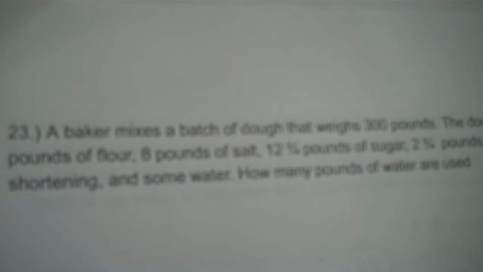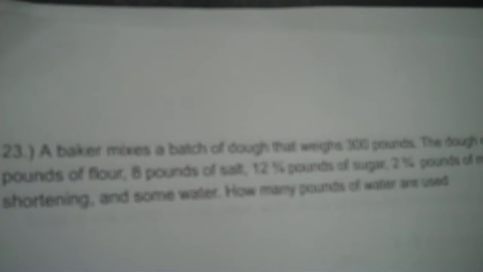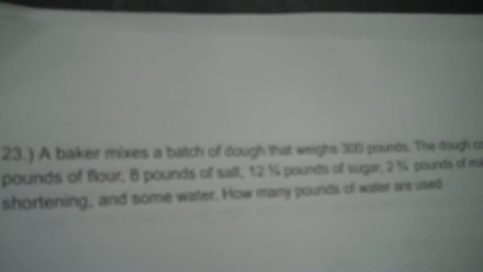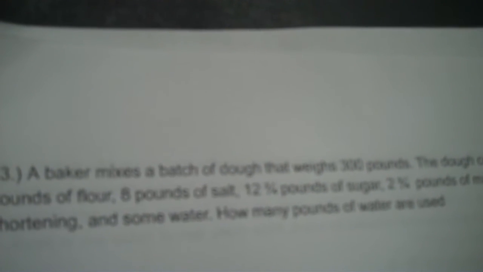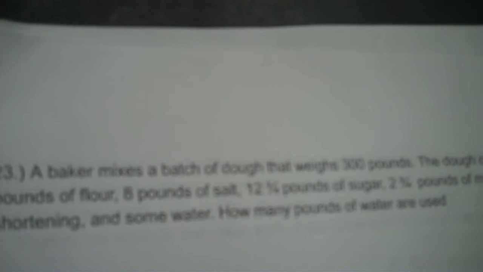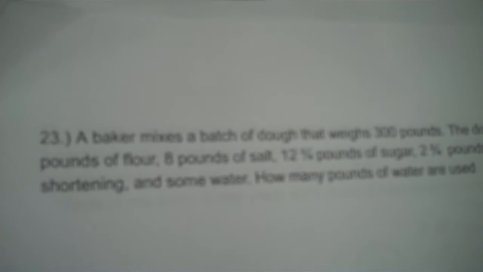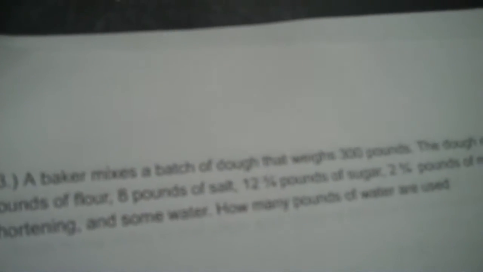Okay, 23. This time I'll be using ABC. A baker mixes a batch of dough that weighs 300 pounds. The dough consists of 130 3/4 pounds of flour, 8 pounds of salt, 12 3/4 pounds of sugar, 2 3/4 pounds of malt, 6 1/2 pounds of shortening, and some water. How many pounds of water are used? So that's your total amount, and you're going to subtract from it.